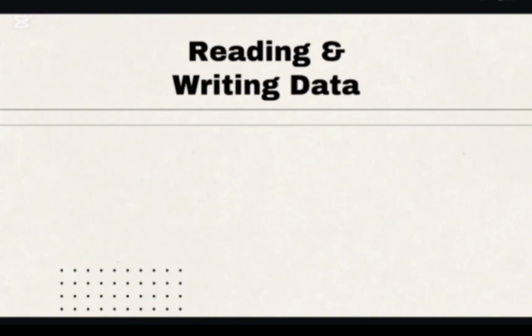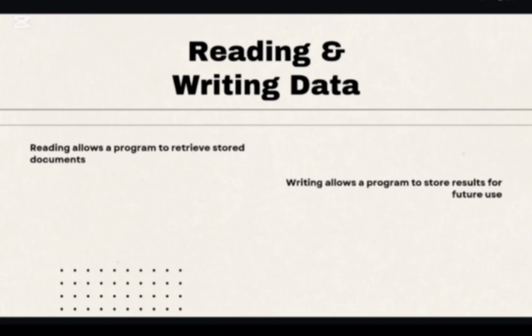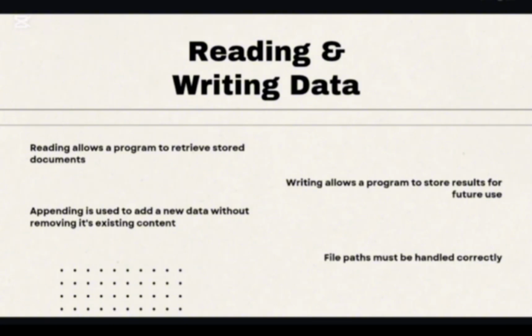Reading and writing data. Reading allows a program to retrieve stored information such as student records or system logs for processing. Writing allows programs to store results for future use. For example, a program can save calculated grades into a file so they can be accessed later. Appending is used to add new data without removing its existing content. And lastly, file paths must be handled correctly, as incorrect paths can cause errors.